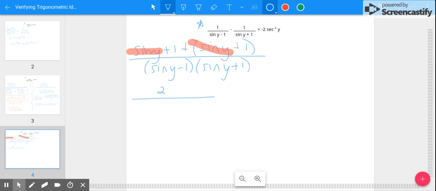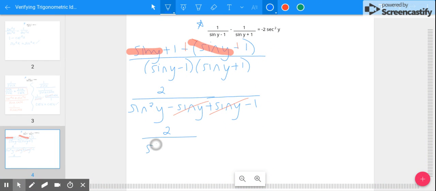Now in the denominator, it's important to remember that when you have two binomials being multiplied together, you have to use FOIL. In this case, the trick's going to work where those middle terms are going to cancel, but you can't just multiply any which way you want. So I'm going to write out all the terms, but we're going to see some cancellation. First we'll get sine squared of y, a negative sine y, a positive sine y, so there's that cancellation, and then a -1 at the end. So we'll cancel out those positive and negative sine y's, and we're left with 2 over sine squared y minus 1.